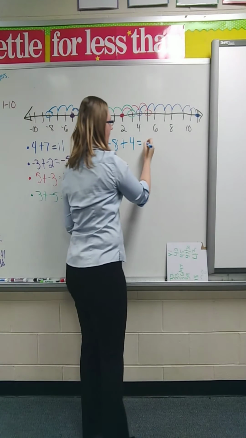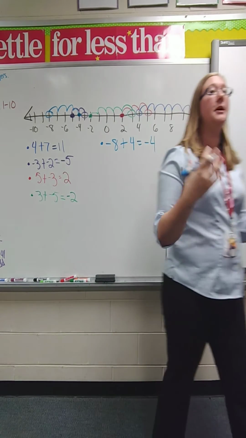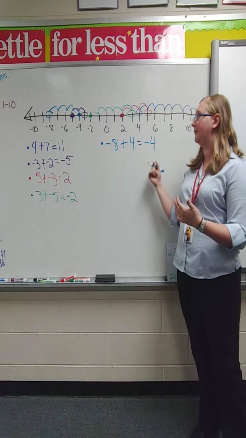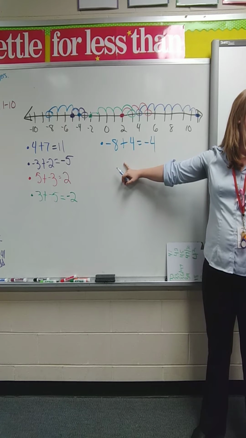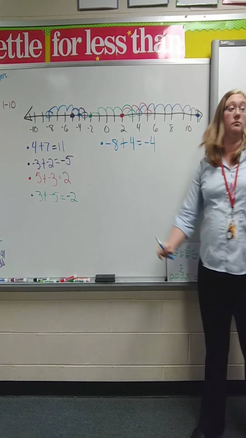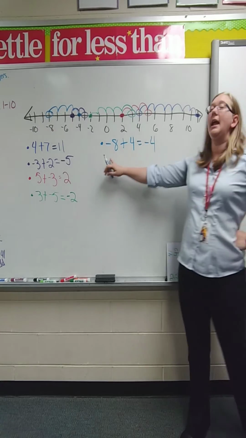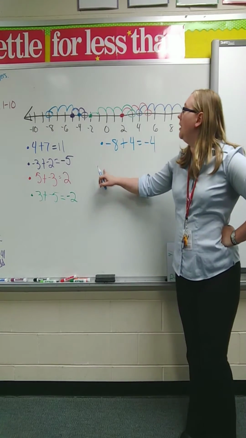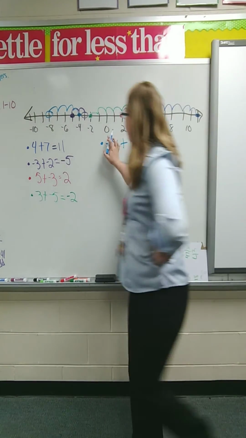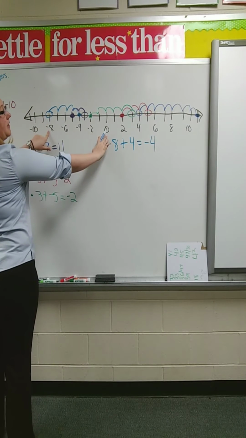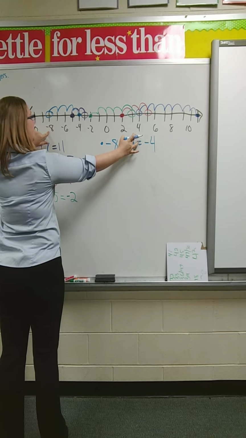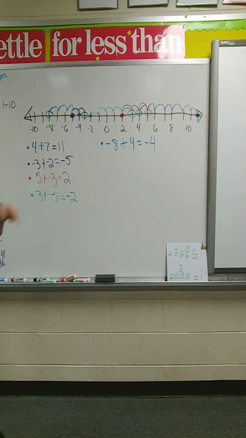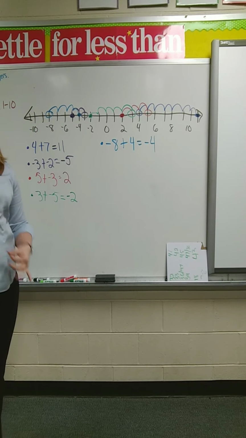Some of us did predict that our answer was going to be -4. Which has a greater absolute value here? The -8 has a greater absolute value. Because here's my number line, -8's way over here, 4 is only here. Which is further away? The -8. Okay, so -8 has a greater absolute value.